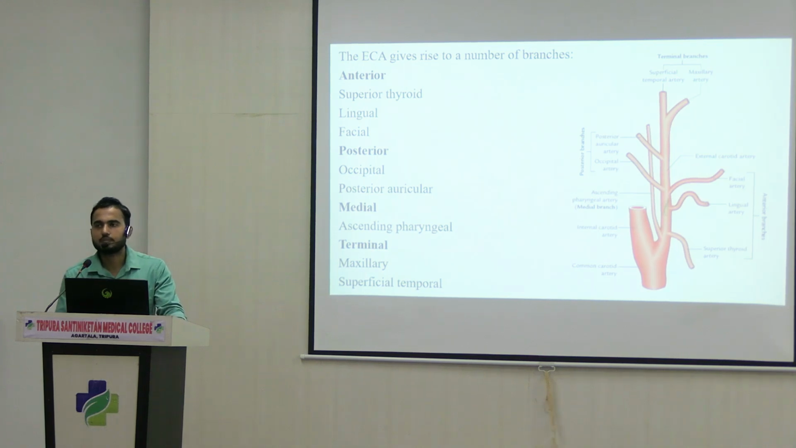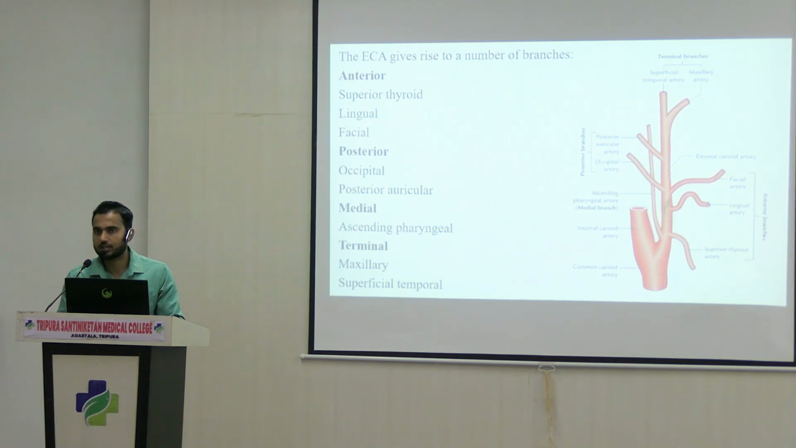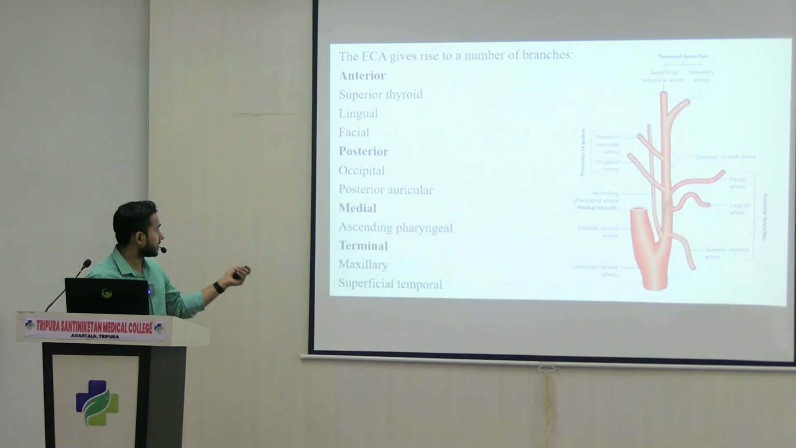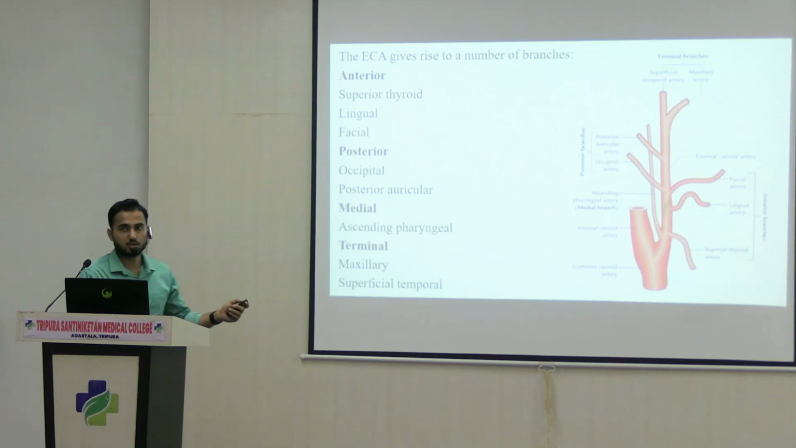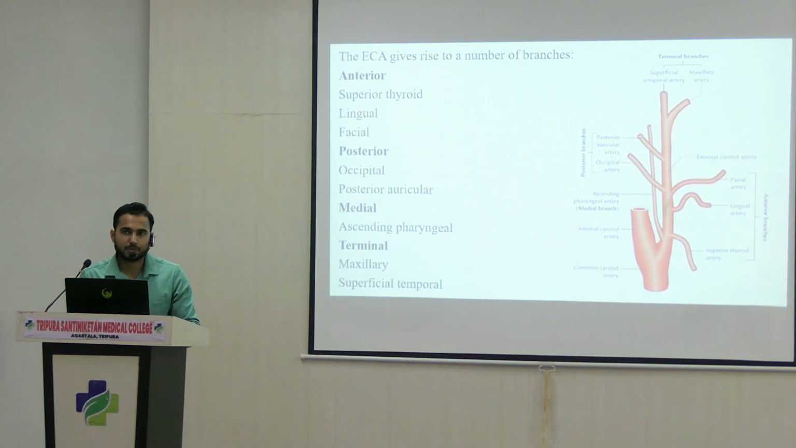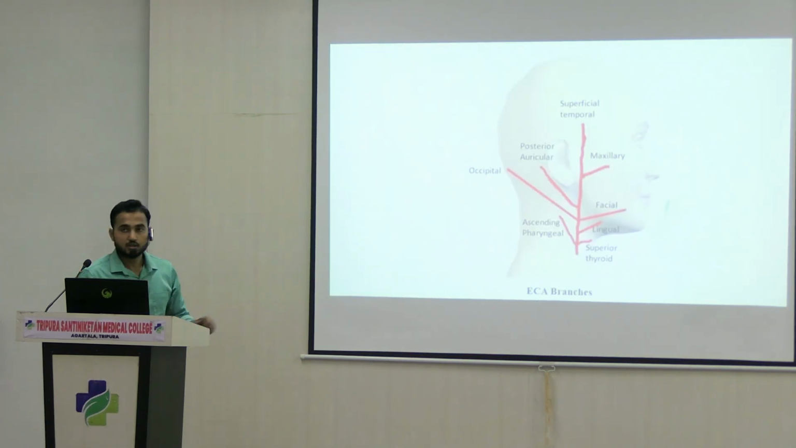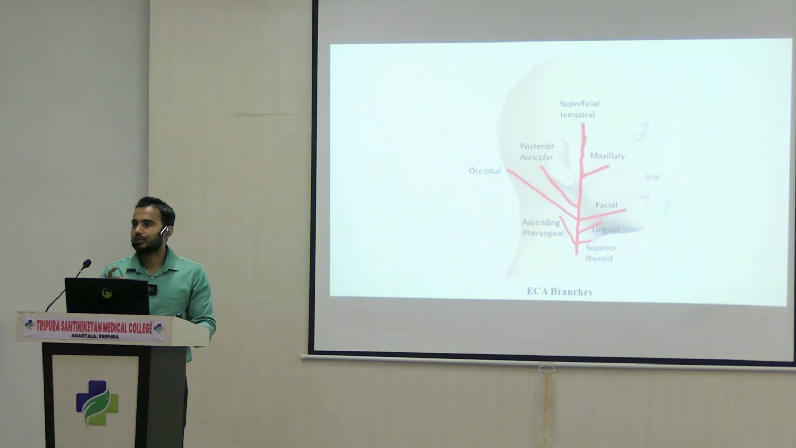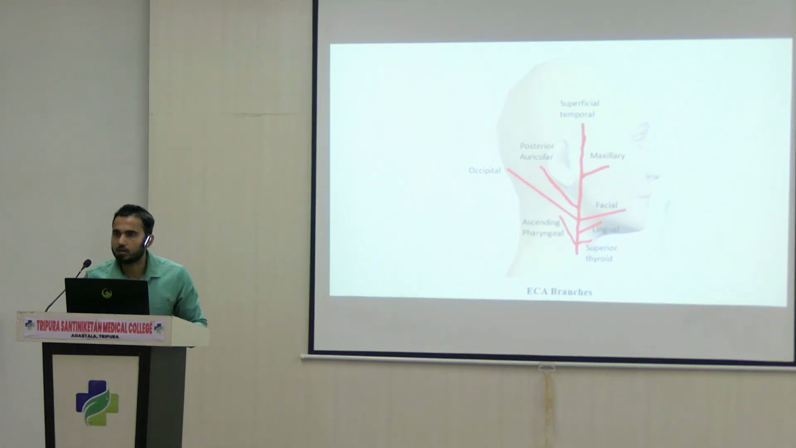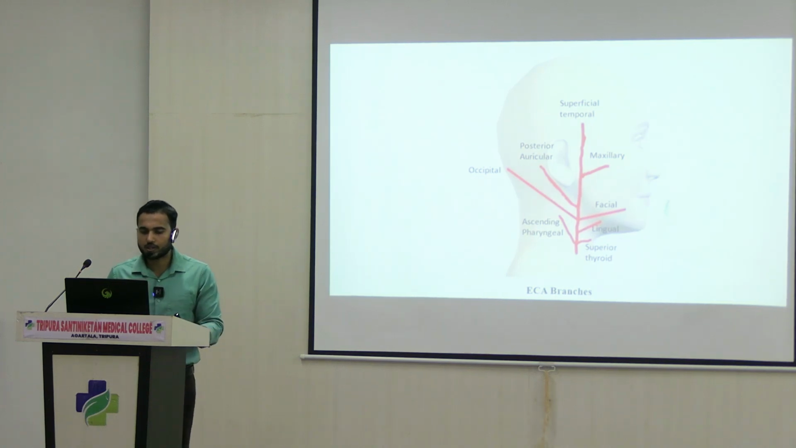Next, if you go to the posterior branches, which arise from the posterior aspect of the external carotid artery, only two posterior branches are there, as you can see: the occipital artery and the posterior auricular artery. So where mainly will these arteries supply? For that I'll show you one diagram. With the help of this diagram, you can understand the area of supply of the external carotid artery. Can you see the posterior auricular artery and occipital artery in the diagram?